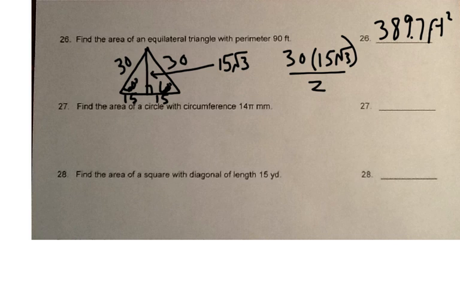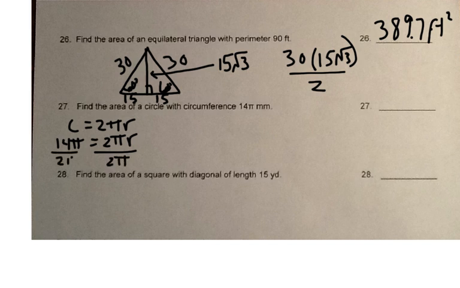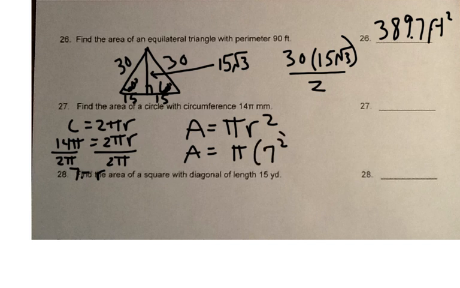Number 27. Find the area of a circle with a circumference of 14 pi. So circumference is 2 pi r. So I'm going to fill 14 pi in for the circumference. And getting r by itself, I'm going to divide both sides by 2 pi, which is going to give me that r equals 7. So if the radius is 7, I use area equals pi r squared to find the area of the circle. So that's going to be pi times 7 squared, which is 49 pi, which comes out to 153.9 millimeters squared when you use your calculator.